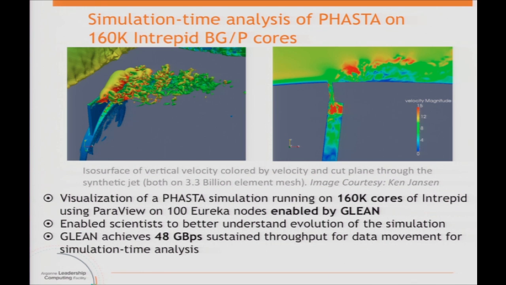You'll see more and more of such visualizations and infrastructures being adopted by scientists. PASTA is one of the early adopters. There are several others, like you heard about LibSim and Catalyst. These are all infrastructure to enable such simulation time analysis. And definitely, when you start using your codes, you should think about these tools that are available.